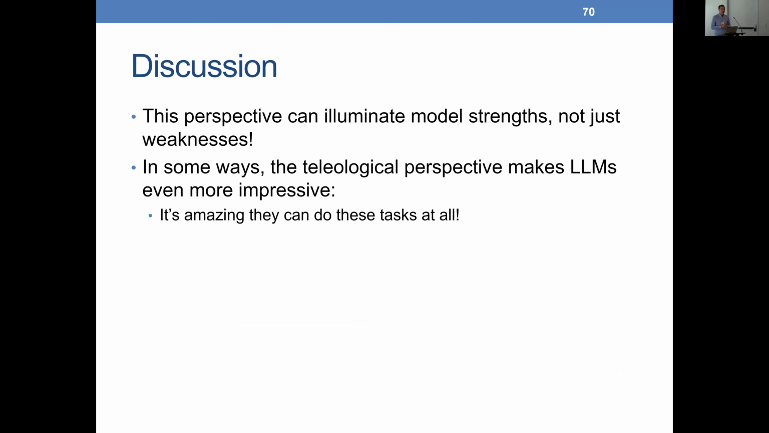And more generally, in some ways, this teleological perspective actually makes large language models even more impressive than they otherwise would seem, because it's truly amazing that these systems can do tasks like counting or word swapping at all. It's really not something you would expect a word prediction system to be doing. So sure, they're not perfect, but it's still impressive that they're getting anything above 0% accuracy on these tasks.